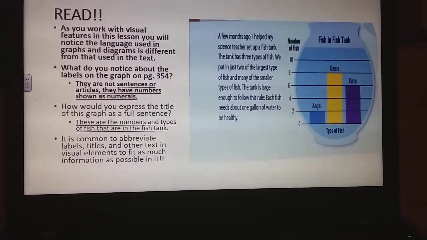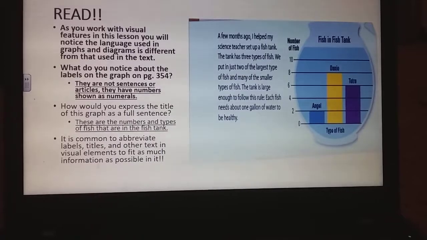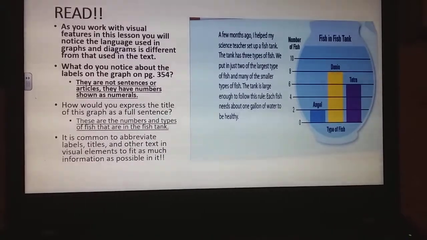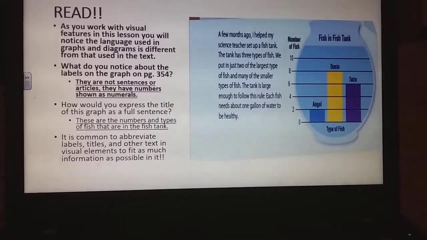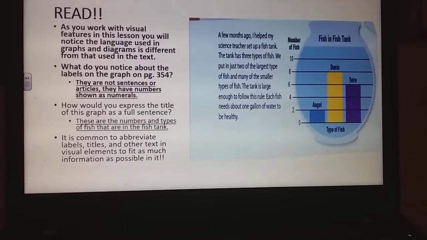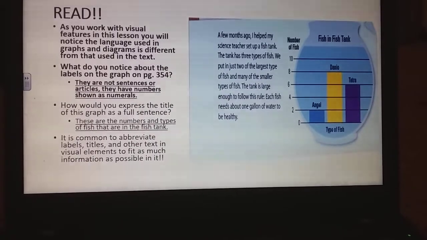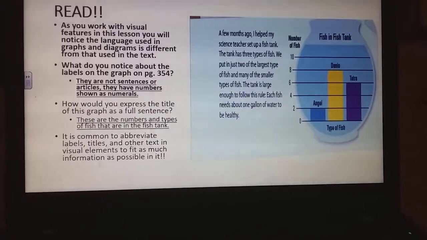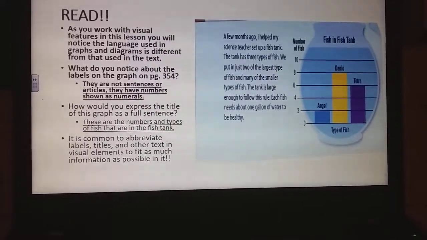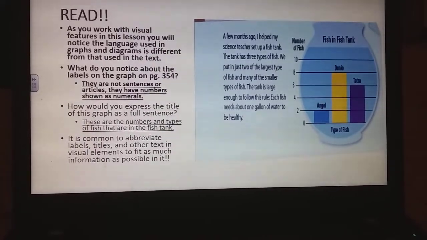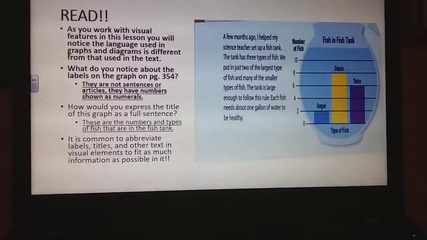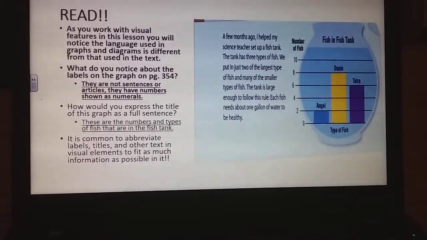It's common to abbreviate labels, titles, and other text and visual elements to fit as much information as you possibly can in it. So by giving you a visual instead of actually writing all of the information out, you sometimes get a better understanding of whatever information it is that you're reading about, whatever your topic is.